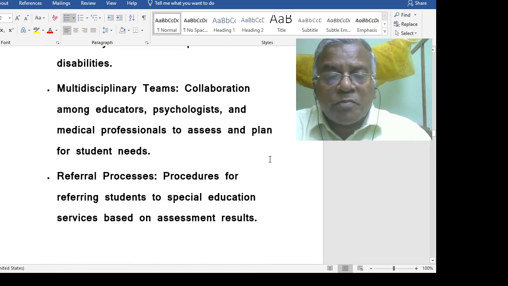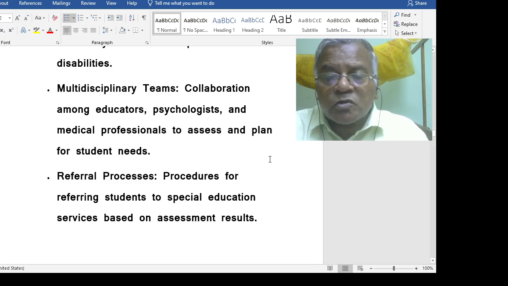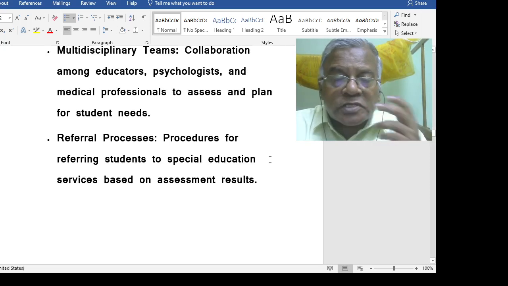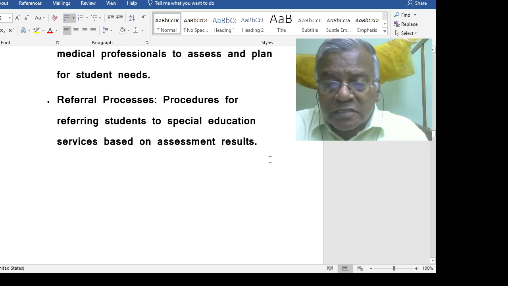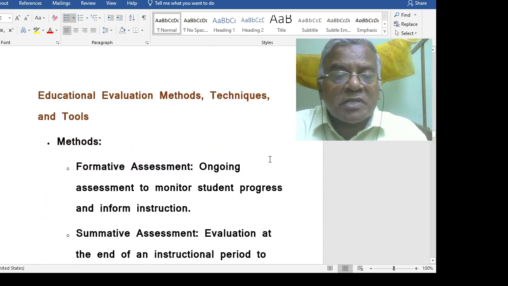Multidisciplinary teams, collaboration among educators, psychologists and medical professionals to assess and plan for student needs. Referral processes, procedures for referring students to special education services based on assessment results. Educational evaluation methods, techniques and tools.